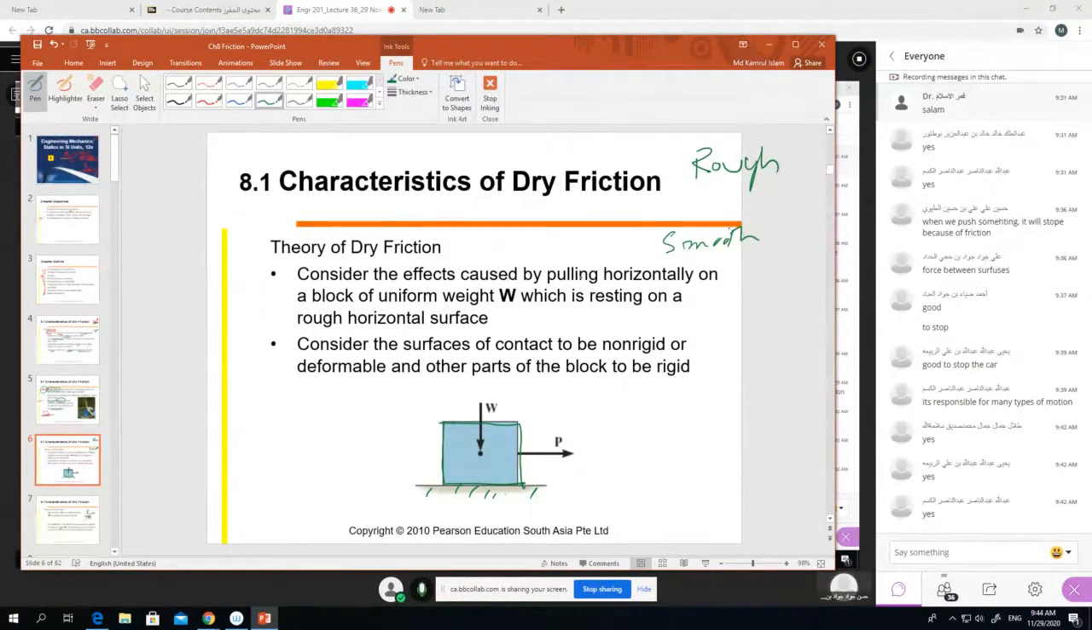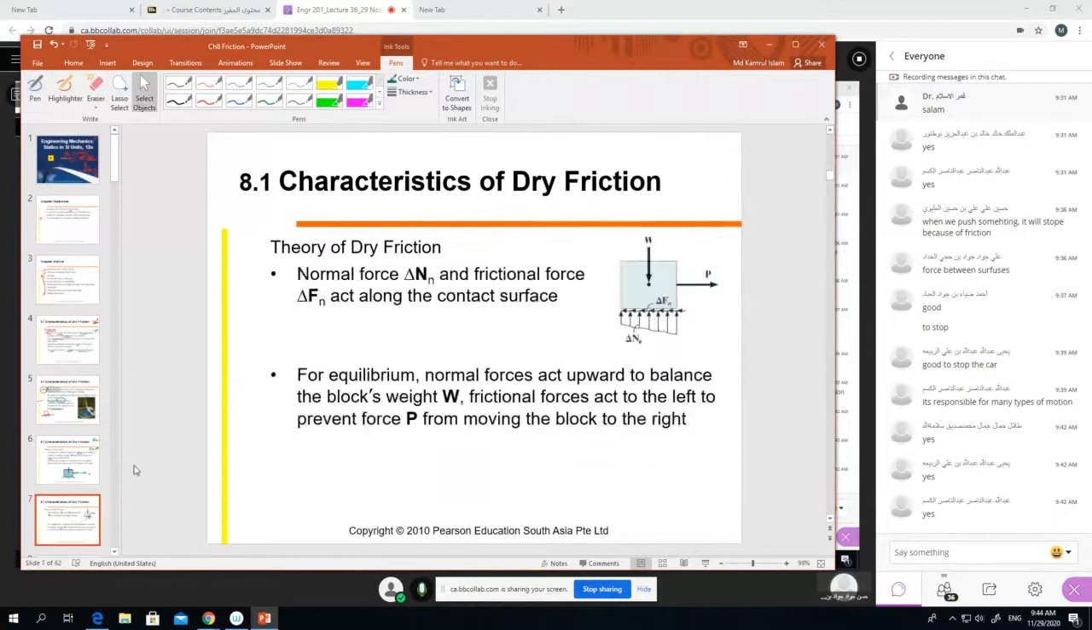Consider the effect of pulling horizontally on a block of uniform weight W, which is resting on a rough horizontal surface. Consider the surface of contact to be non-rigid or deformable, while the other parts of the block are rigid.